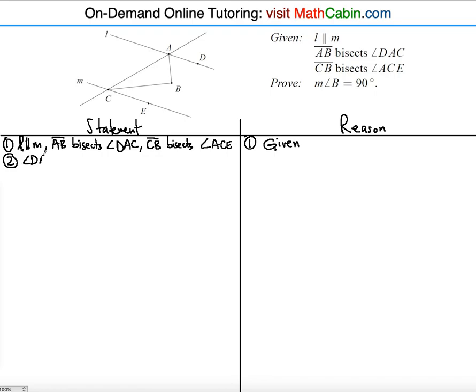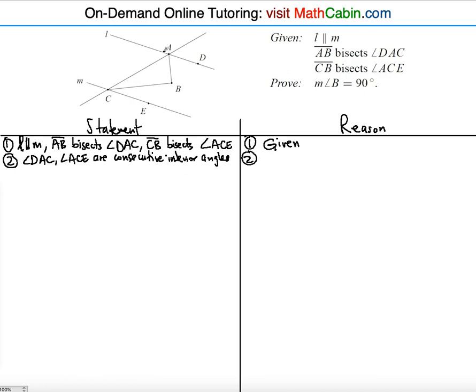Okay, so now the second statement immediately follows: that angles DAC and ACE are consecutive interior angles.